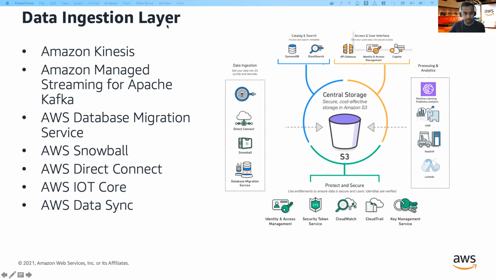Okay, any questions on the data ingestion layer? Hello, sir. Yeah, in hybrid cloud, for example, I have a private data center. If I want to copy the data from the private data center to the AWS cloud, what should I use? AWS DataSync or Direct Connect?